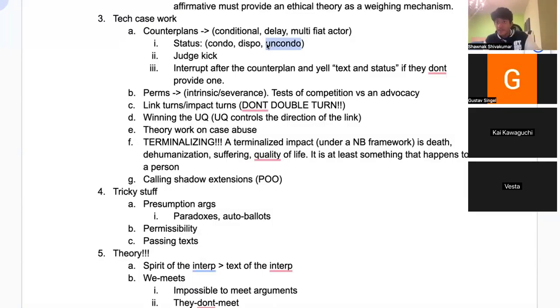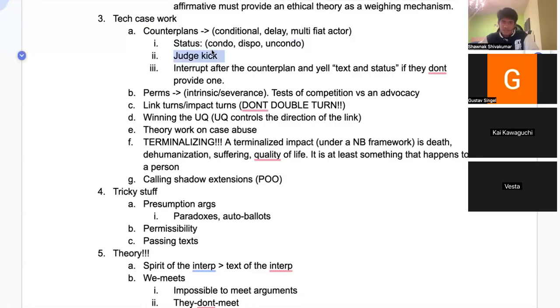Condo means you can kick the CP at any time through the round. Like if you feel in the MO you're getting cooked on your CP and it's kind of bad, you can say we never had that CP, that's gone, and instead we're going to defend the SQO. Literally at NPDI, 50% of the rounds the CPs went against were condo. I'm not talking about lay debate, where all of them are condo, obviously. Uncondo is you have to stick with the CP through the entirety of the round. You can't kick it if you're losing it.